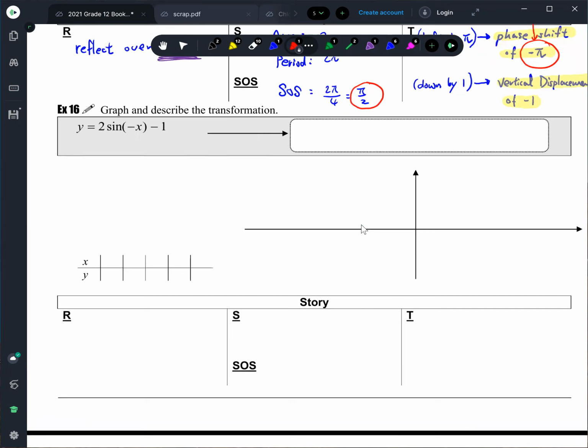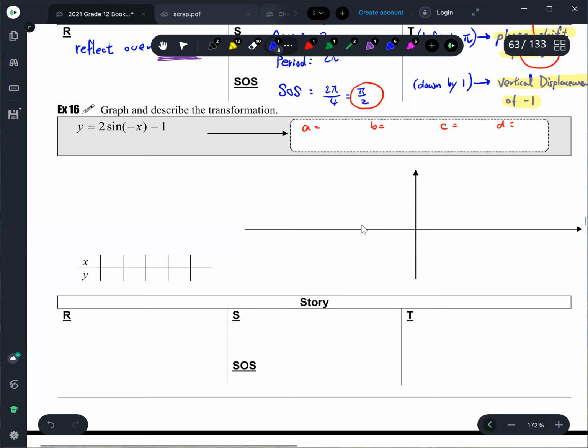So please write down the ABCD for this one, okay? This one is already in the form, okay? So you can just write out the ABCD. A equal, B equal, C equal, D, right? Yeah, if you're not sure, you can write down what the ABCD form should look like and compare, right?